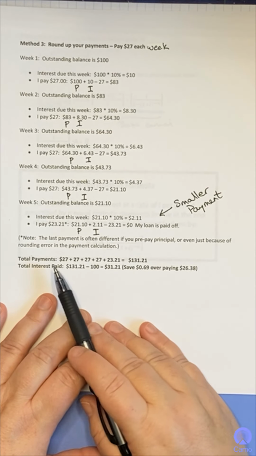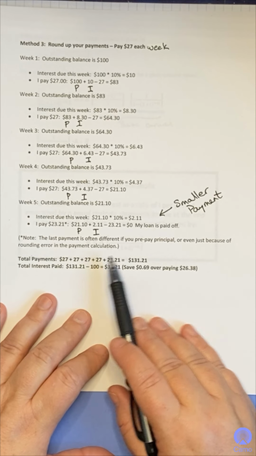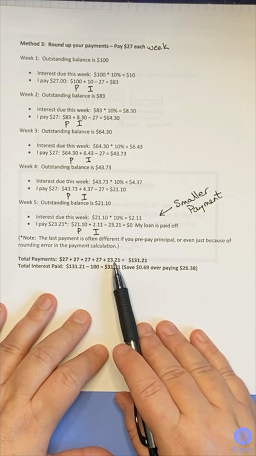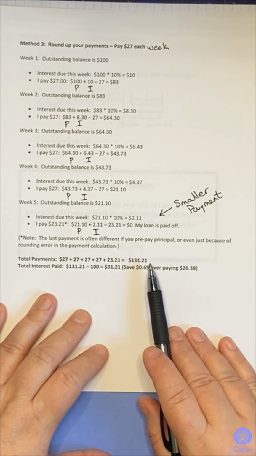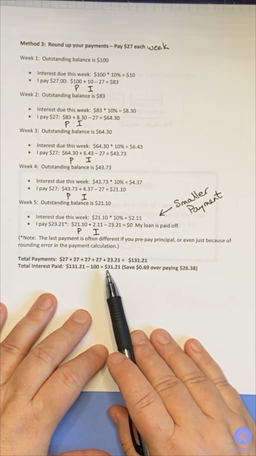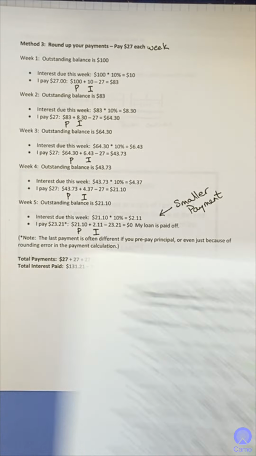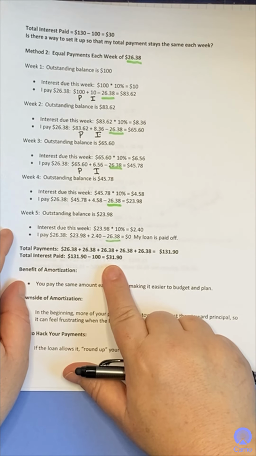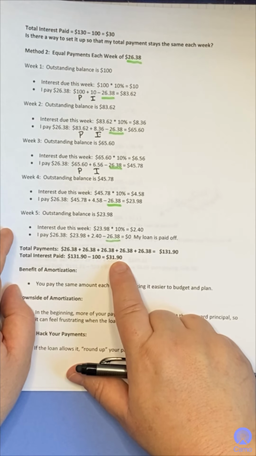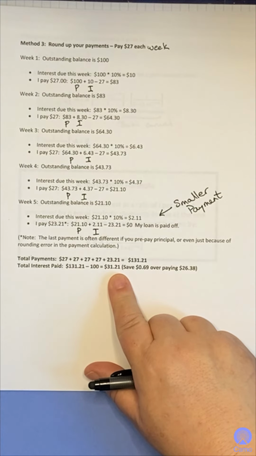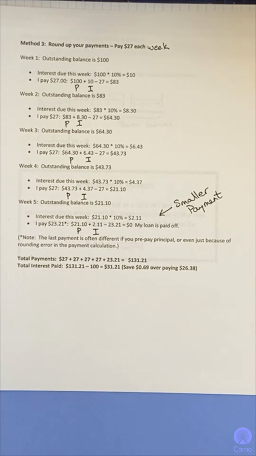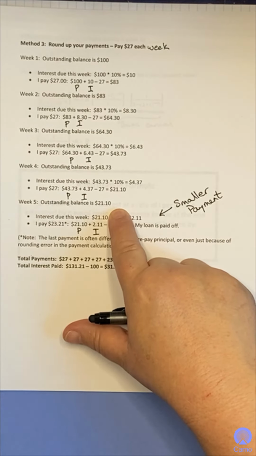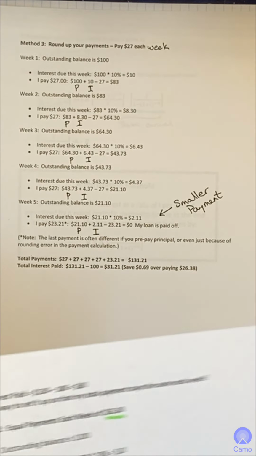And let's look at the totals. If I pay 27, 27, 27, 27, and then that extra small one, the 23.21, I paid out 131.21, and so my interest is 31.21. How does that compare? Well, over here, my total interest paid is 31.90 instead of 31.21. So in just bumping up my payment a little bit each week, my last payment is a lot better. It's a lot smaller. And I save 69 whole cents.